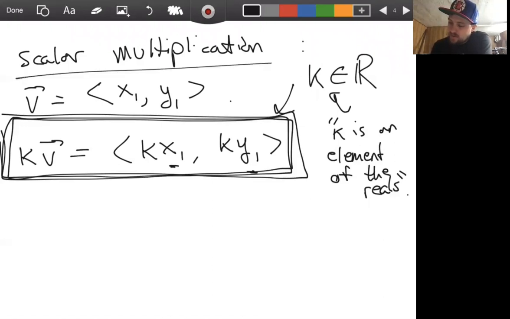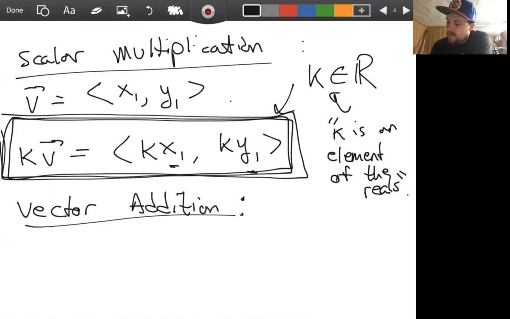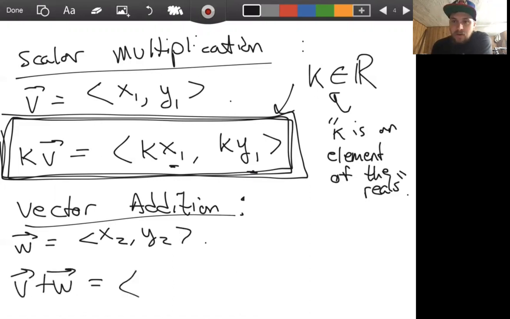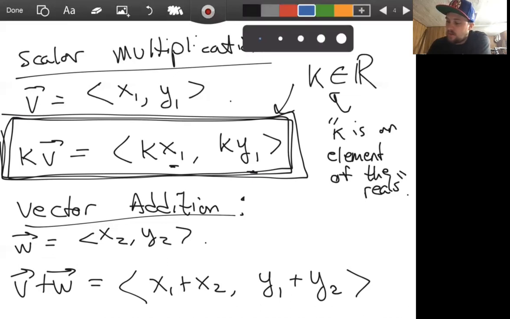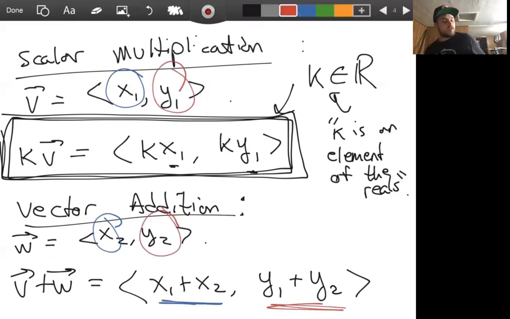Now, what about vector addition? Okay, so we had v is (x1, y1), and let's let w be (x2, y2). Well, then v plus w has a very intuitive component form. If we take v plus w, we just add them up component-wise. So v plus w is (x1 plus x2, y1 plus y2), where x1 and x2 are the x components of v and w. You add them, and then you add the y components, y1 and y2, to get v plus w.